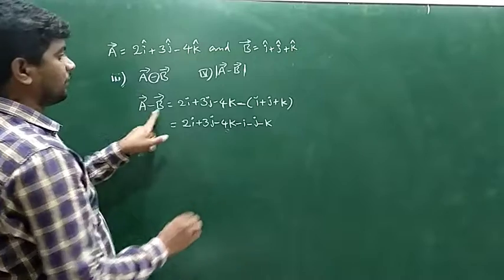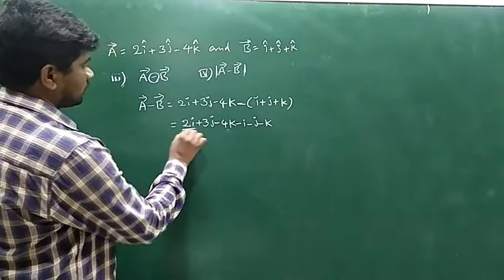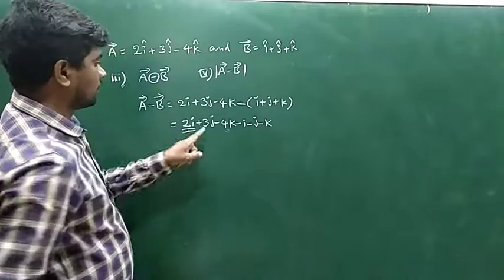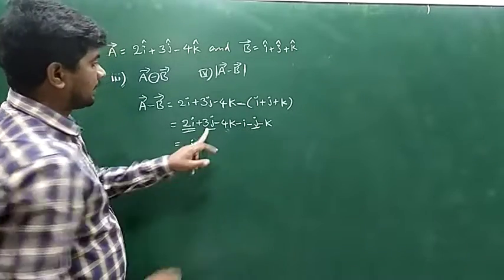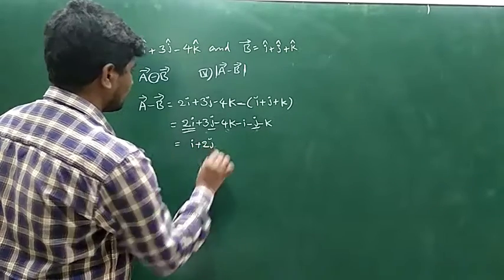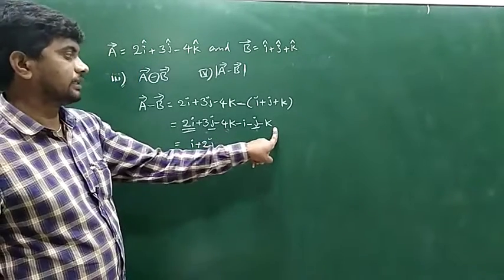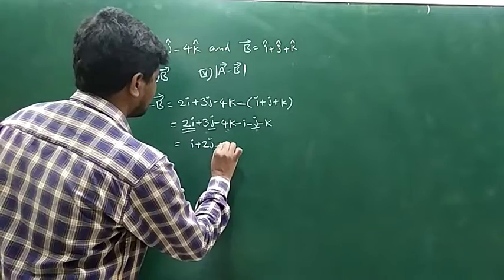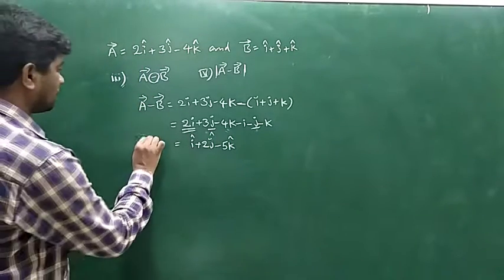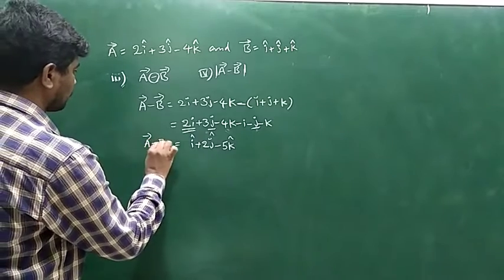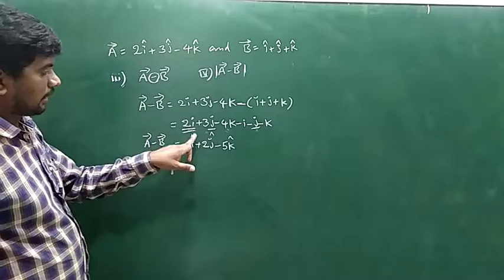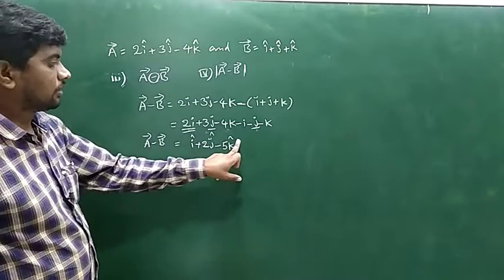The symbol is minus, a minus b. Therefore, the unit vector i: 2i minus i equals i. Next, j: 3j minus j equals plus 2j. Next, minus 4k minus k equals minus 5k. This is a bar minus b bar, the third problem solution. A bar minus b bar equals i cap plus 2j cap minus 5k cap.